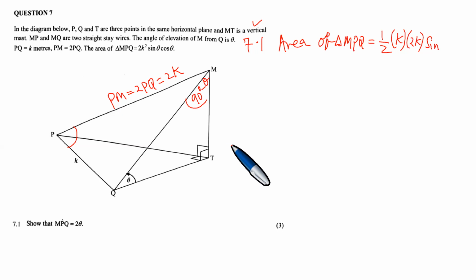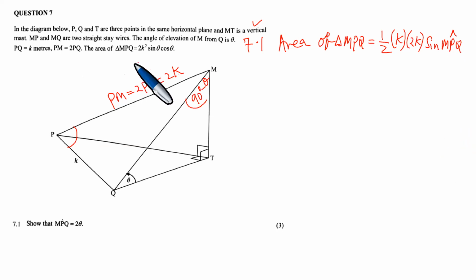There are many ways to do the question. Obviously they've given it to us, but there is an easier way to do the question. So what I was saying then is, of course, you're right. You have half K into 2K, the sine of the angle included, and this angle is MPQ, which is what they want. So you have sine MPQ like this.